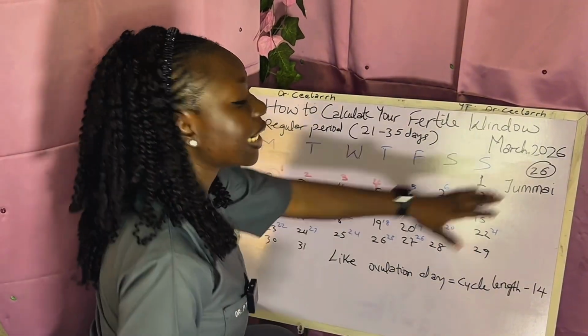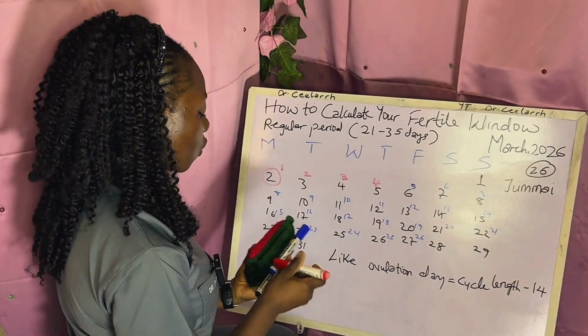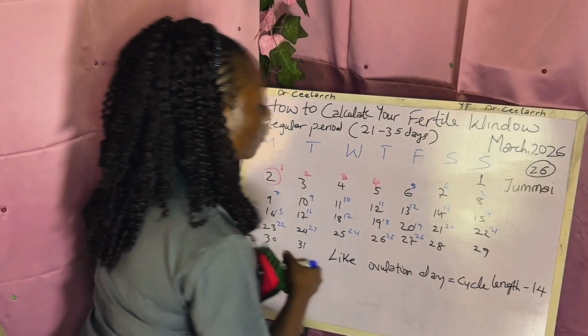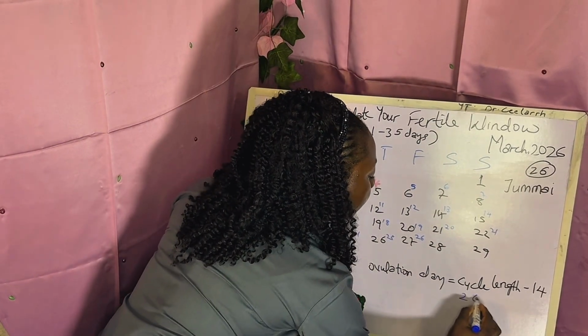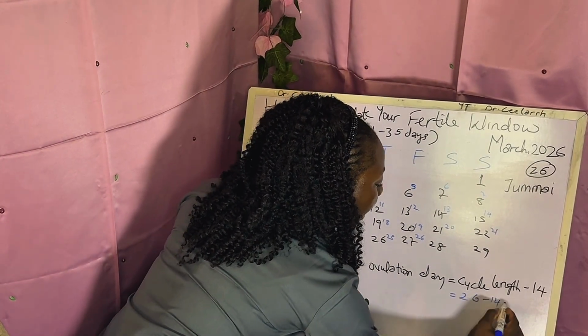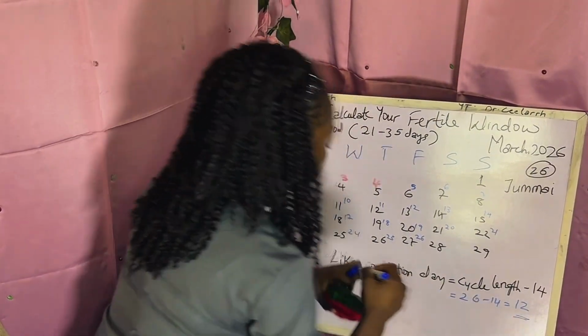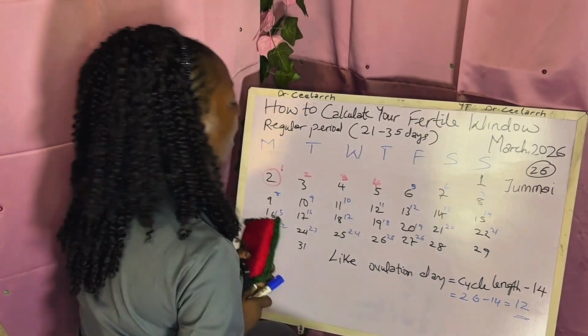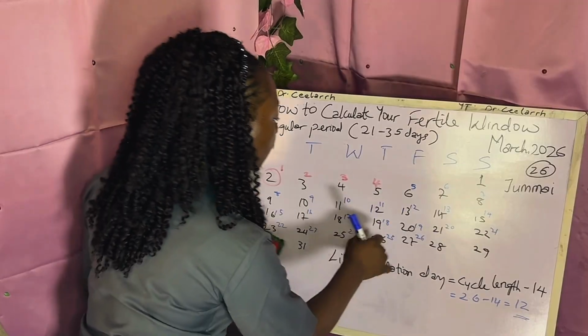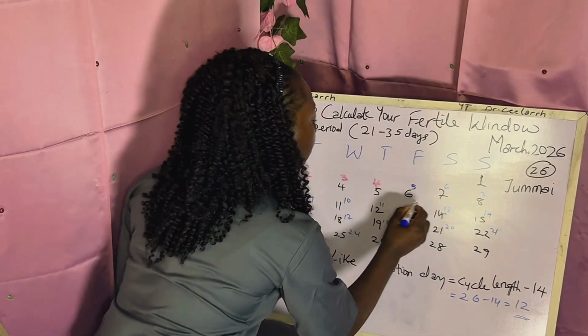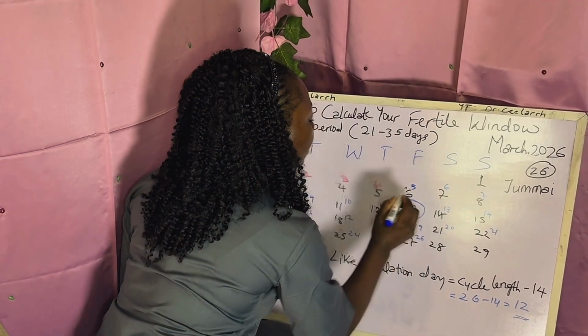Now to calculate her likely ovulation date, we said it is what? The cycle length, which is what now? 26 minus 14. And that gives us 12. So she's likely to ovulate on the 12th day of her cycle. And what is the 12th day of her cycle? 12. This is what? The 12th day of her cycle. That's the day she's likely to ovulate.